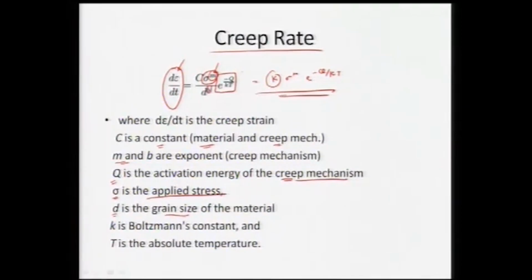As we have a very low grain size, the overall value of d to the b will be very low, and eventually the resistance will also be very low, because that is in the denominator. So, the higher the value of d, the lower will be the creep rate.